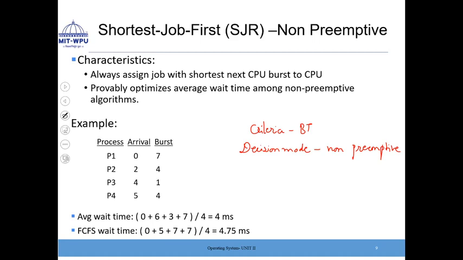If you look here, as I said, we are going to take burst time for Shortest Job First, and the decision mode is non-preemptive. The number of processes will be given to you, their arrival time will be given to you, and burst time will be given to you. We have already seen these terminologies like arrival time and burst time before. And our aim is to calculate the waiting time and response time.